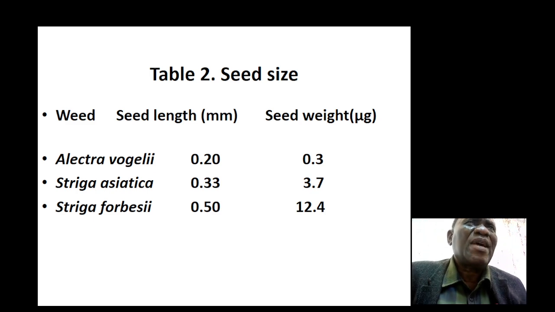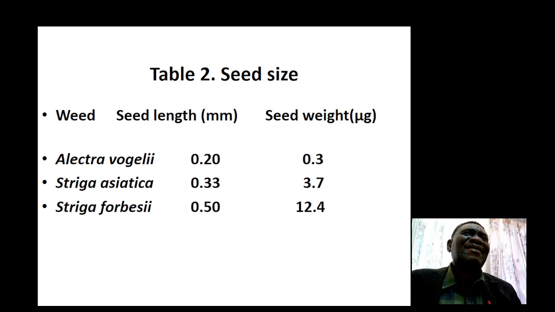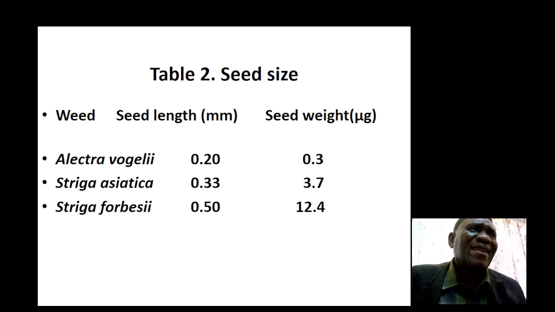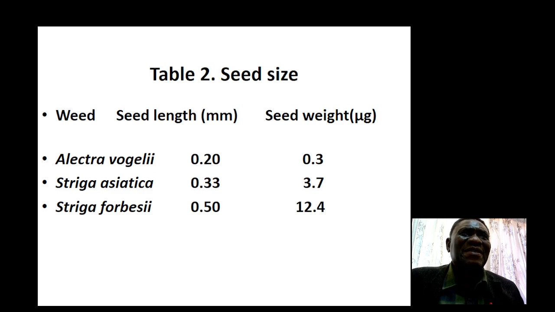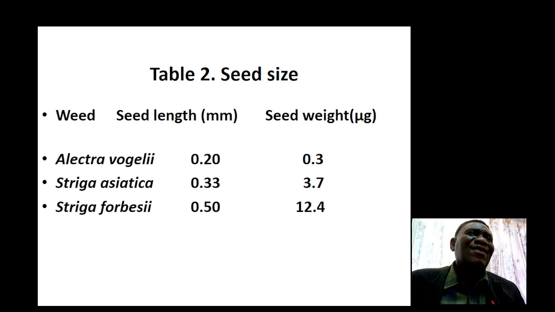And the weight of Alectra vogelii is 0.3 micrograms. Striga asiatica 0.33 millimeters length, 3.7 micrograms. Striga forbesii 0.5, about 12.4 micrograms. You can see that Alectra vogelii has got the smallest size of seeds. But all these seeds appear as dust, so they are very small.